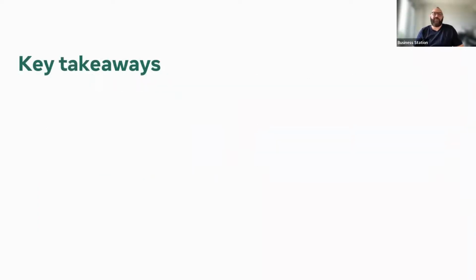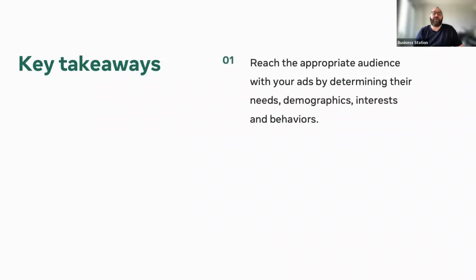The key takeaways from this first half are all about reaching your appropriate audience with your ads by determining the needs of your customers, the type of people they are in the demographics, the things they're interested in, and the kind of behaviors they have. You can also then consider where you want your ads to be shown. You can use automatic placements to run ads across Facebook ads.